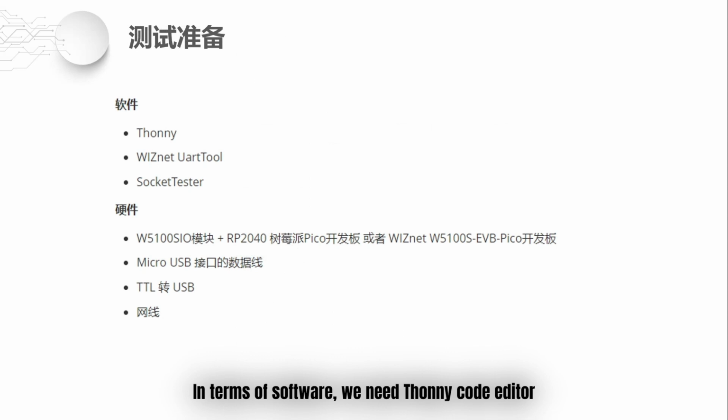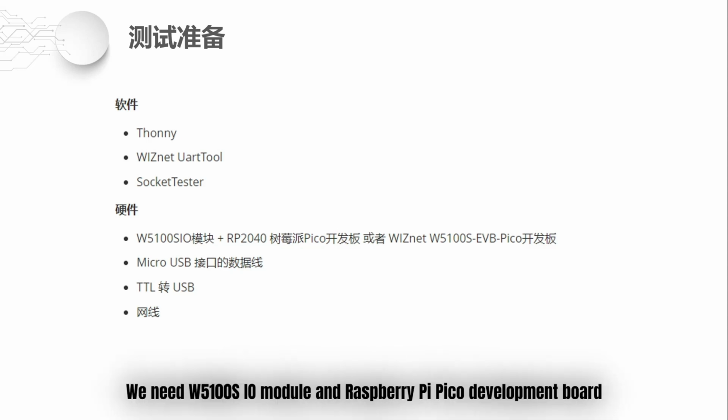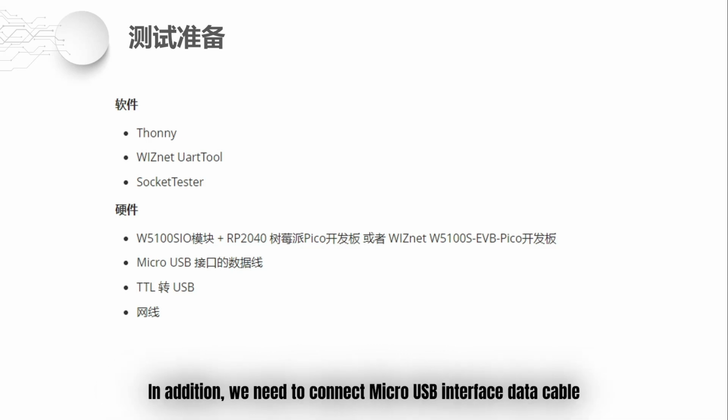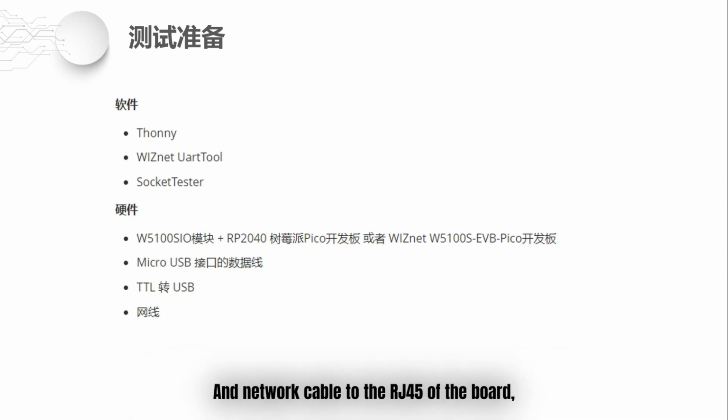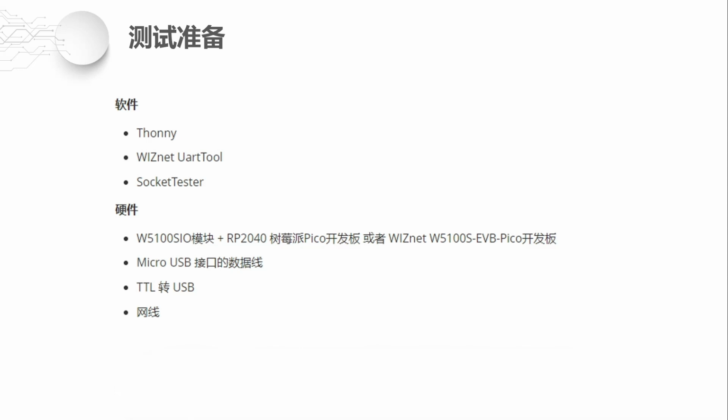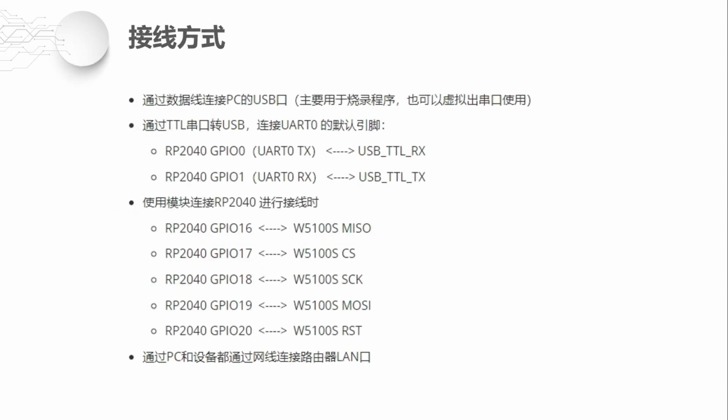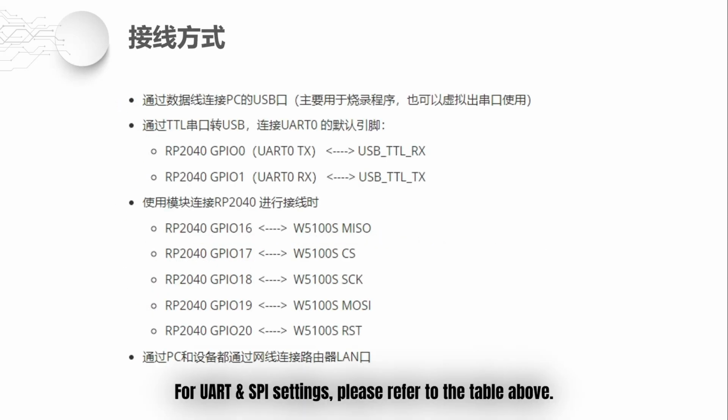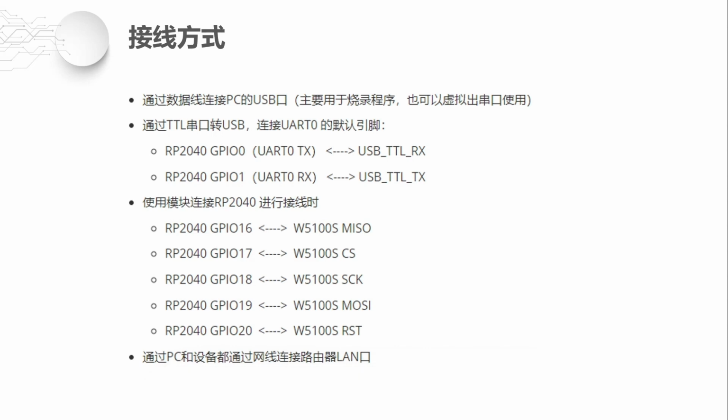In terms of software, we need Tiny Code Editor, WIZnet Your Tool serial port debugging tool, and Socket Tester network debugging tool. For hardware, we need the W5100S I/O module and Raspberry Pi Pico development board. Or we can directly use WIZnet's W5100S EVB Pico development board. In addition, we need to connect a micro USB data cable and a network cable to the RJ45 of the board. For UART and SPI settings, please refer to the table above.